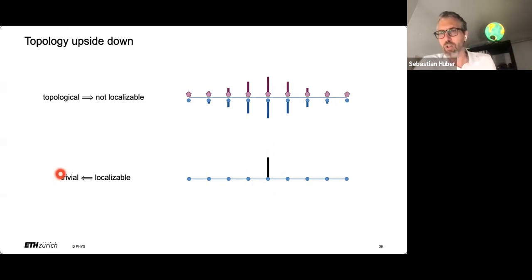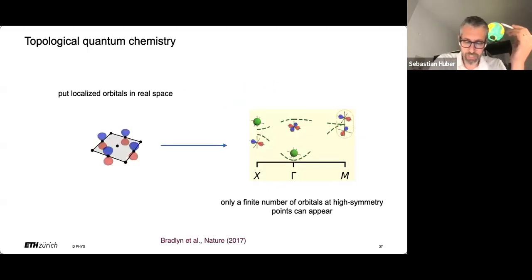So now I'm not hunting for topological bands, but I'm hunting for trivial bands. And maybe I can make an exhaustive list of all the trivial bands by considering all the possible localized objects that I can place in all kinds of places given my symmetries. Then I have an exhaustive list, and the moment you have an exhaustive list, that's very good. And that's the name of the game in topological quantum chemistry.